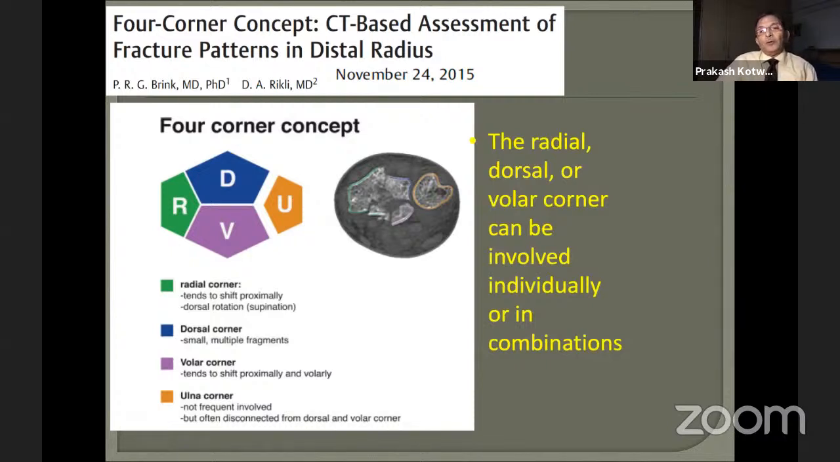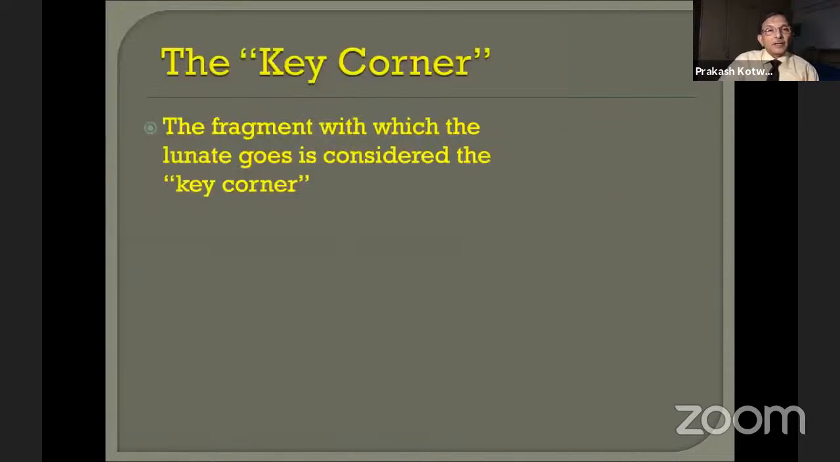The radial, the dorsal, or the volar corners can be involved individually or in combinations, as we all know, in the multi-fragment fractures of the distal radius. Out of these corners, there is one corner which is called the key corner. And which is the key corner? It is defined as the fragment with which the lunate goes. So the lunate actually decides which is the key corner.